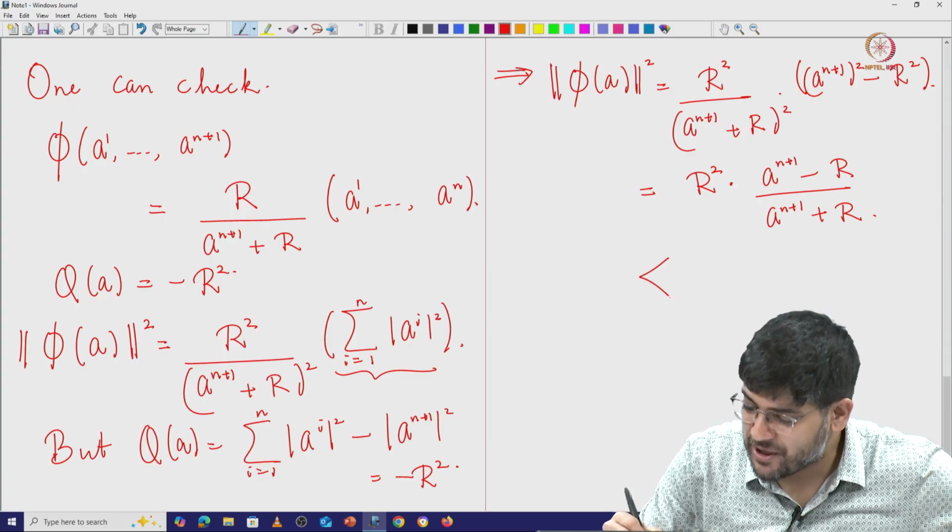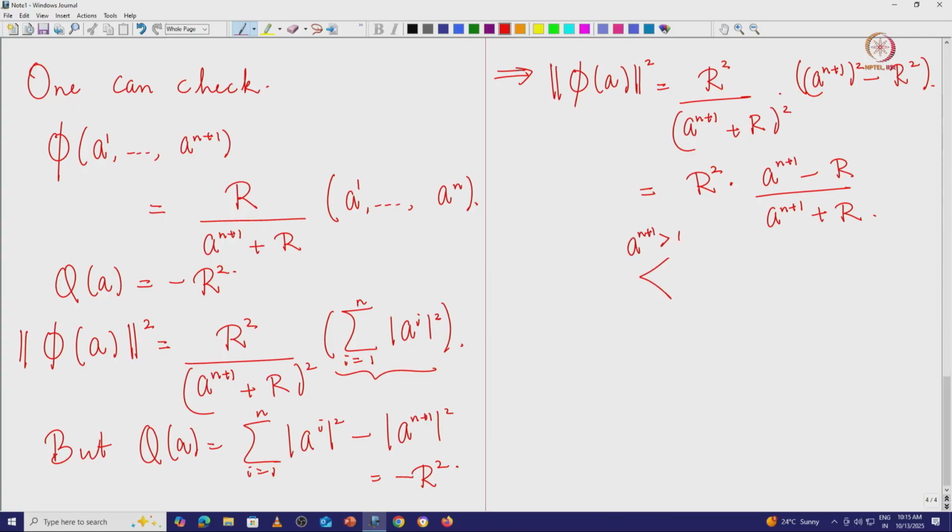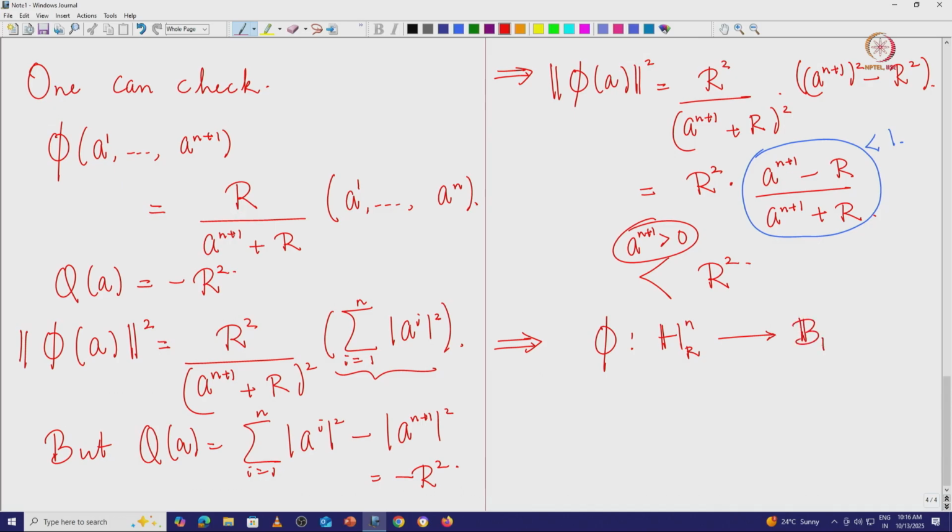Okay, so in particular, because An plus 1 is positive, we are only looking at the hyperboloid that lies above the Rn plane. This implies that this quantity is always strictly less than R squared, because the fraction here is going to be strictly less than 1. So this implies that phi is actually a map from the hyperboloid into the open ball in Rn of radius r. Okay, so now we have a map.